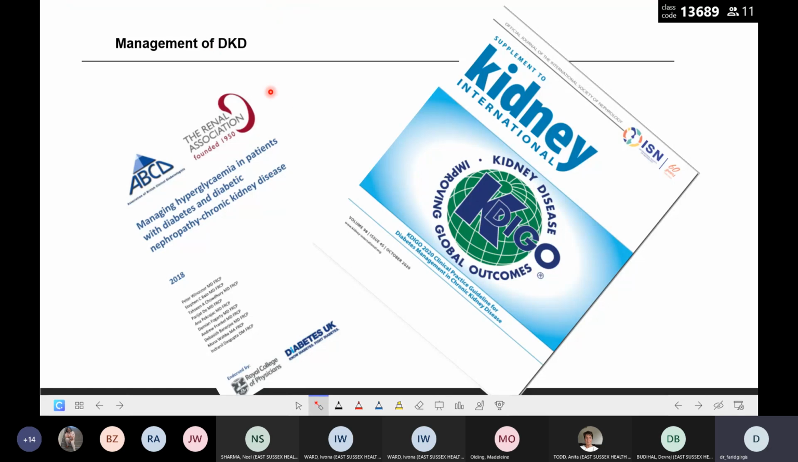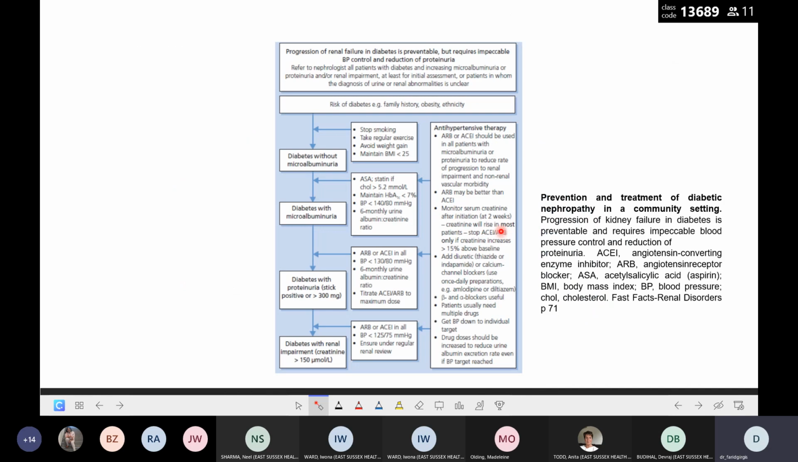So we have some guidance, some guidelines. We have guidelines on managing hyperglycemia in patients with diabetes and diabetic nephropathy, chronic kidney disease, published by the ABCD and the Renal Association. And we have KDIGO guidelines, which are international guidelines for diabetic kidney disease management.